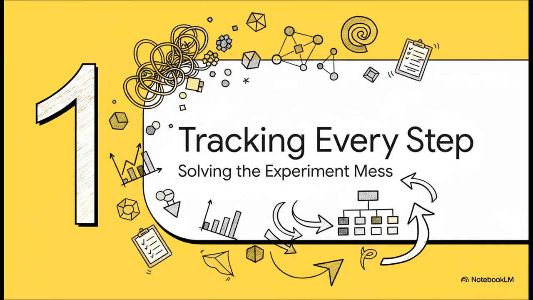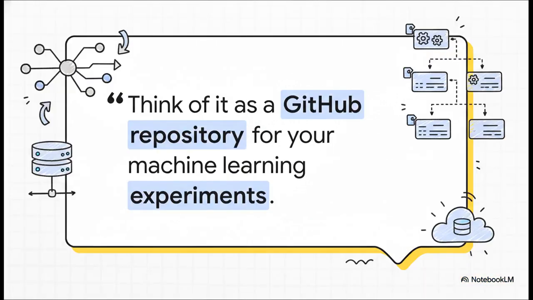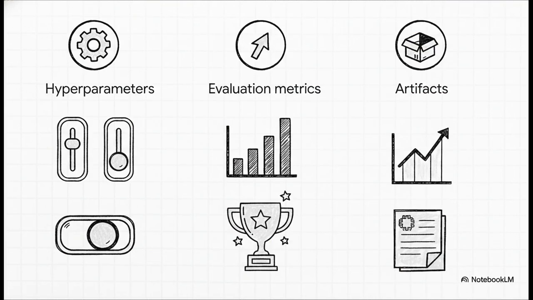Okay, first up, MLflow tracking. Let's go back to that experiment mess. You're tweaking hyperparameters, trying different data sets. How in the world are you supposed to remember which combination gave you that one really good result from last Tuesday? That's exactly what tracking is for. Honestly, the best way to get your head around this is to think of it like GitHub, but for your ML experiments. Seriously. Just like Git tracks every single change you make to your code, MLflow tracking logs and versions every single training run you do. It's a game changer.